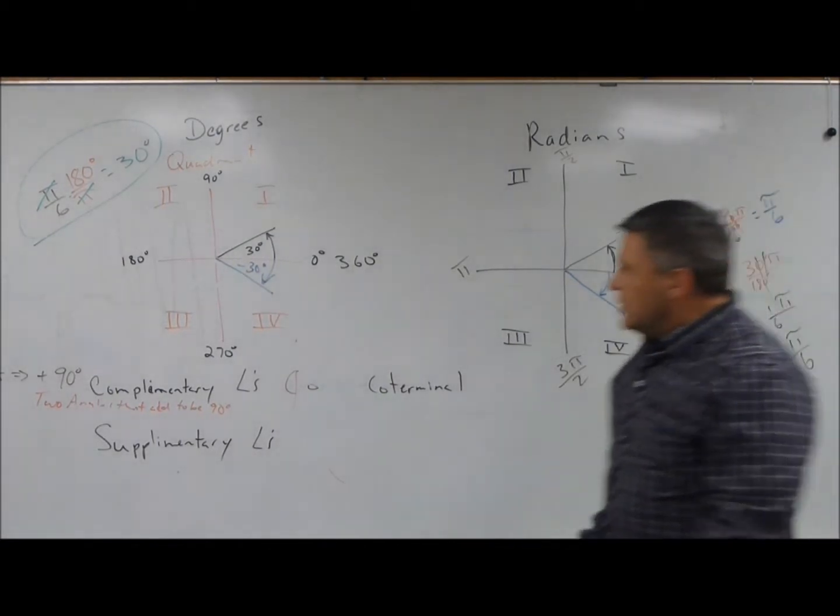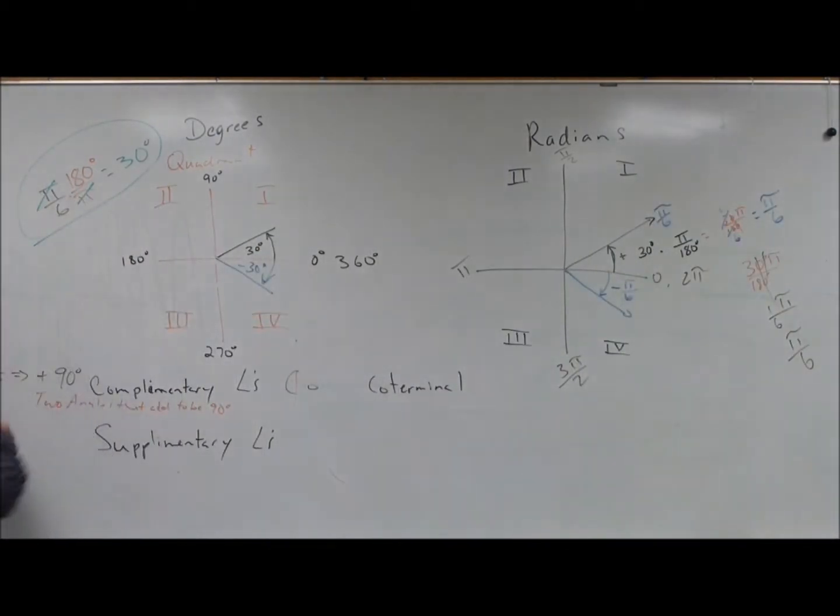So, in radians, it'd be two angles that add to be pi over 2. So you're either going to add two angles to get pi over 2, or we're going to add 2 angles to get 90 degrees.